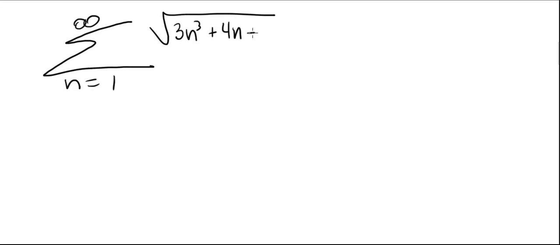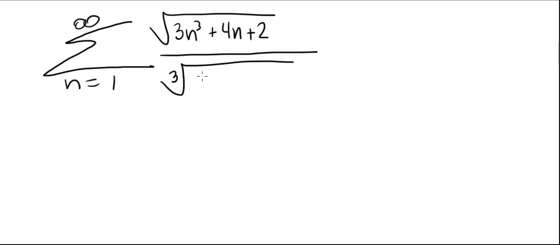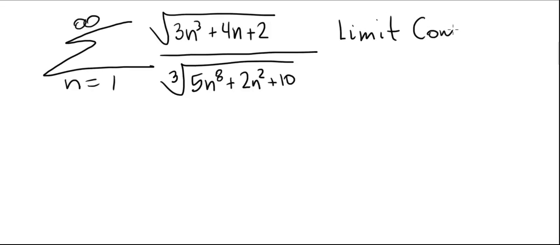We're going to determine if the series, the summation from 1 to infinity of the square root of 3n cubed plus 4n plus 2 divided by the cube root, or the third root, of 5n to the 8th power plus 2n squared plus 10, converges or diverges. And we're going to use the limit comparison test, abbreviated from this point on by LCT.